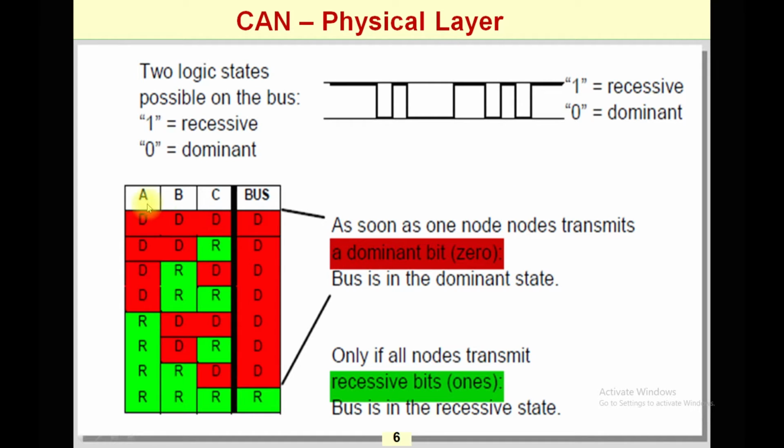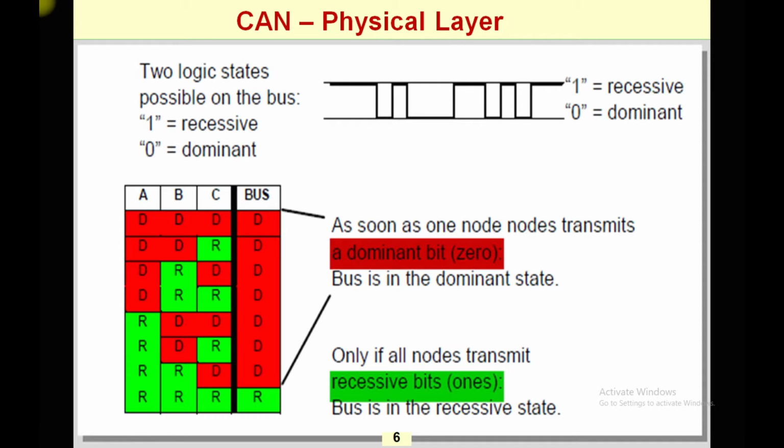Let us say there are 3 nodes A, B and C, as seen on the left side of this slide. So 3 nodes means 3 bits of message ID, giving the combinations 000, 001, 010, 011, 100, 101, 110 and 111. When it is 0 it is called dominant, and when it is 1 it is called recessive, because the CAN bus uses wired AND logic.